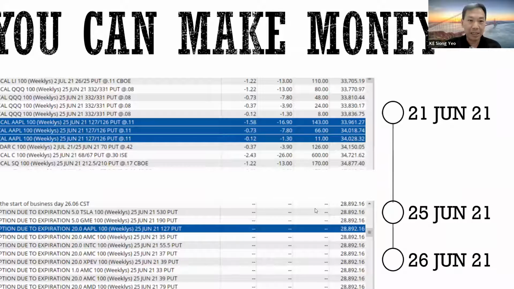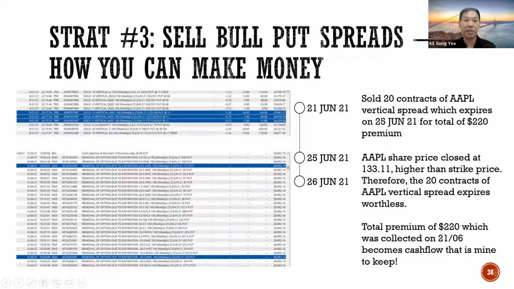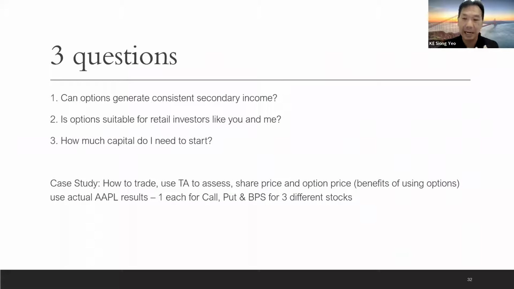So with that, let's go back to the three questions. Can options make money or not? Definitely can, if you are willing to invest time and effort to learn how to do it properly and use the right risk management tools. Suitable for retail investors? Yes. It's not rocket science, and you don't have to study like an MBA to be able to use options. Definitely suitable for retail investors, especially if you're looking at using options as a means to generate an additional income stream for yourself.